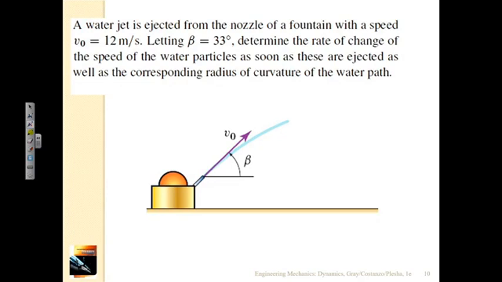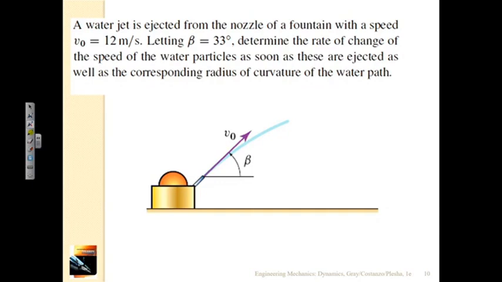Let's look at one. Okay, we got a water jet shooting from this nozzle. We're given an initial speed, v0, 12 meters per second, and we're given an angle. We're coming out at 33 degrees. We want to determine the rate of change of speed of the water particles.